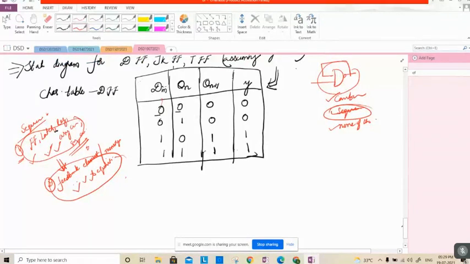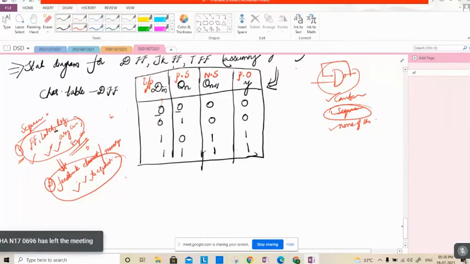This is my input. Qn is my present state. Qn plus 1 is my next state. This is my present output. Now can I consider Din as my present input? Consider Din as my present input. It is an external input, right? An external input, it is not a state.